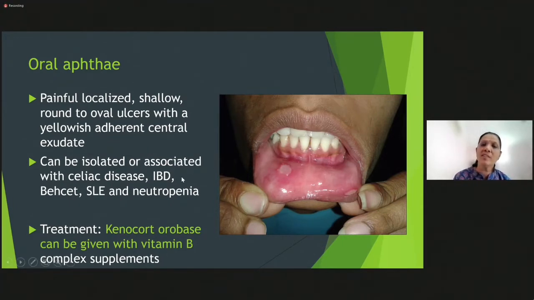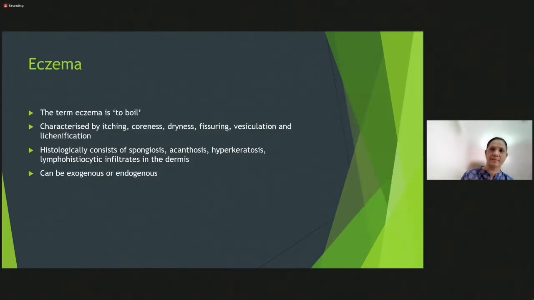You have to rule out, if somebody is having multiple aphthae over a prolonged duration of time, any IBD, inflammatory bowel disease, or neutropenia. Treatment usually, oral hygiene has to be good. Topical Kenacort, that's a topical steroid, is applied here, because the creams which are applied for the skin are not applied on mucosa. And oral vitamin supplements can be given.